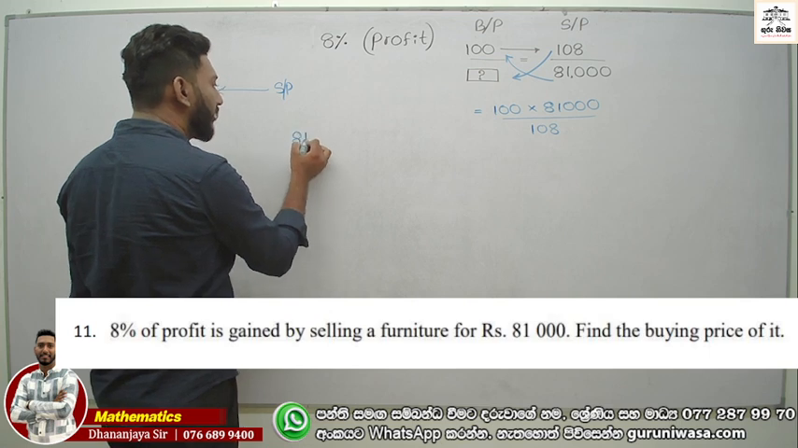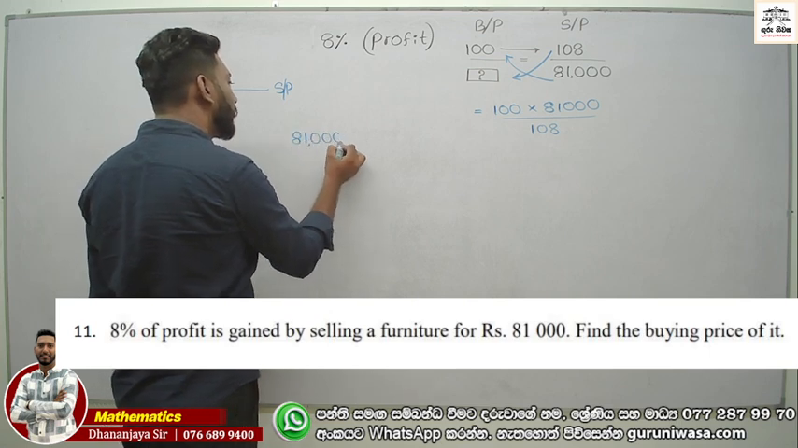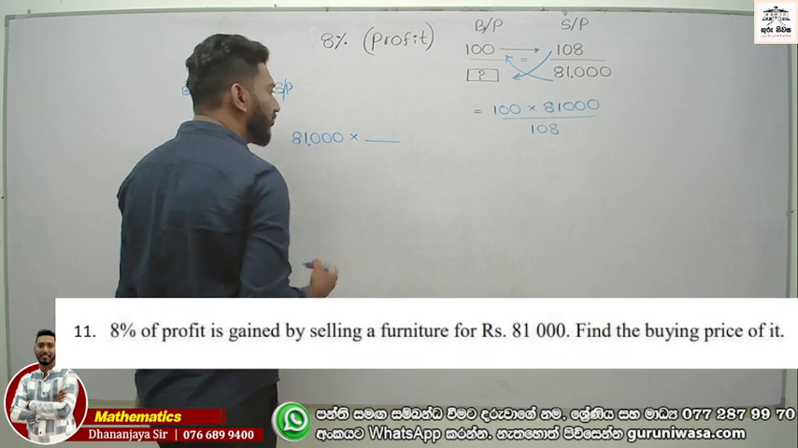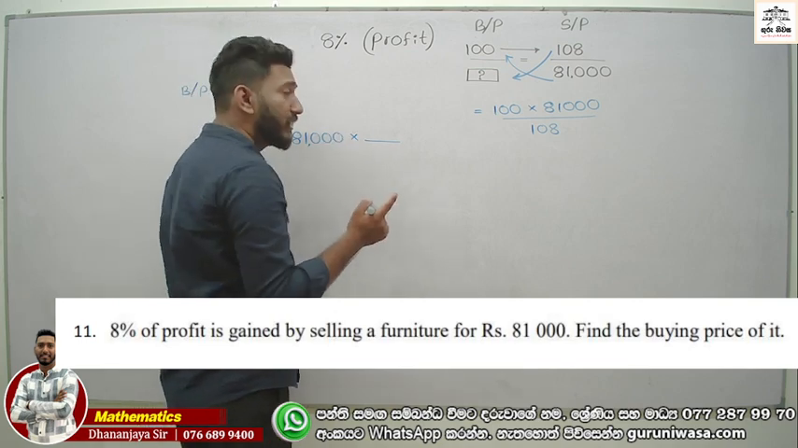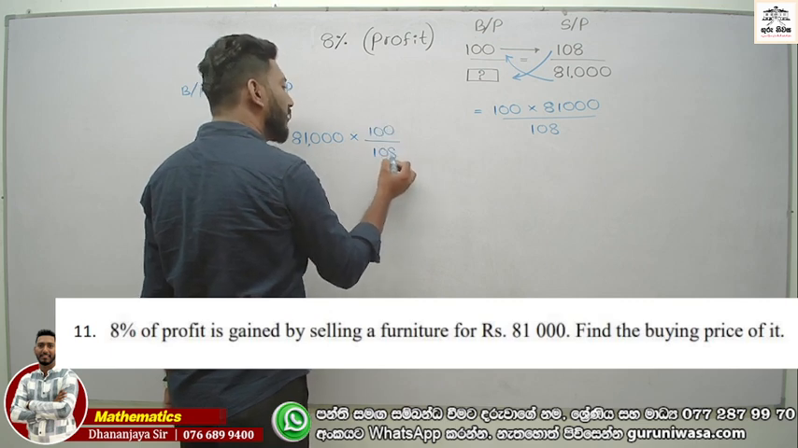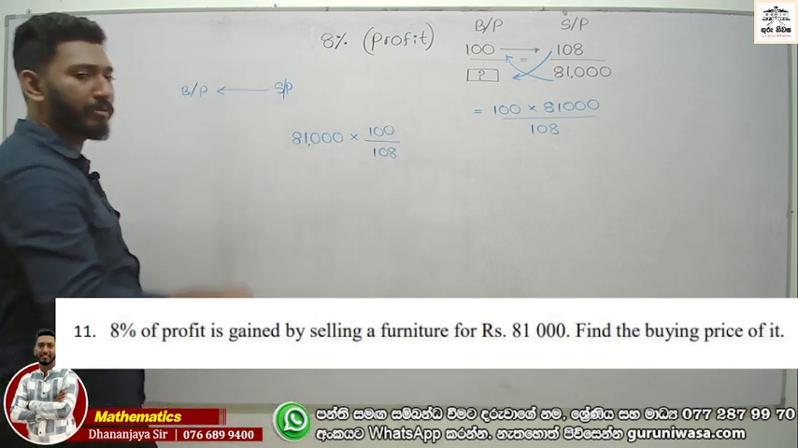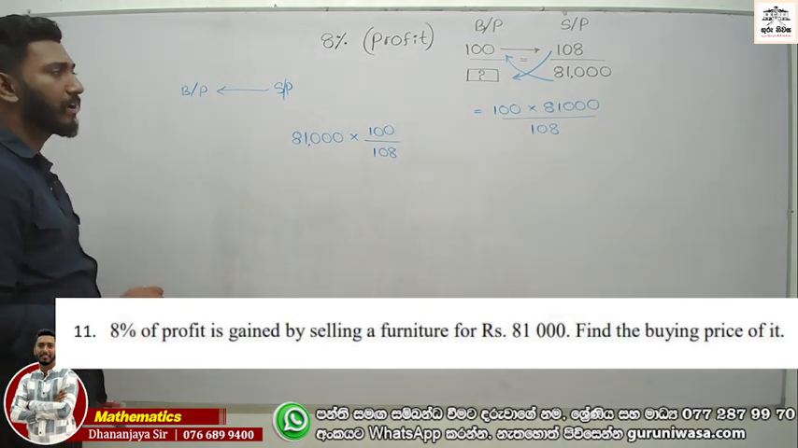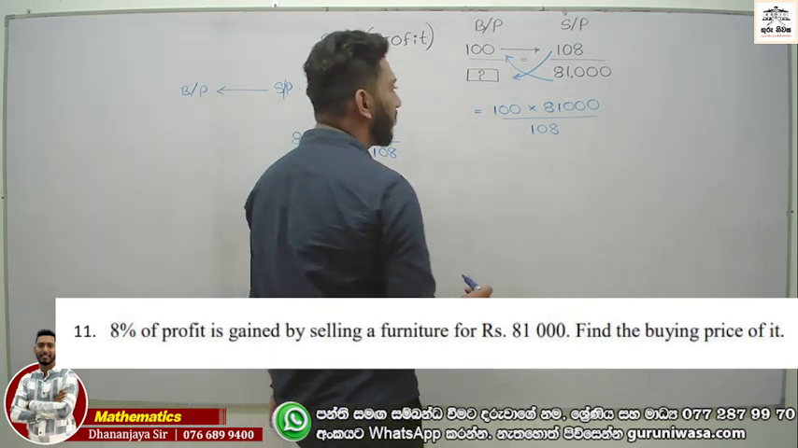Now look at this. You need to multiply 81,000 not by 108 over 100. In this case, 100 over 108. අනිත් පැත්ත දාලා තමයි multiply කරන්න. මතකයි තියෙන්නේ? Right, the same thing, right? Now we can simplify.